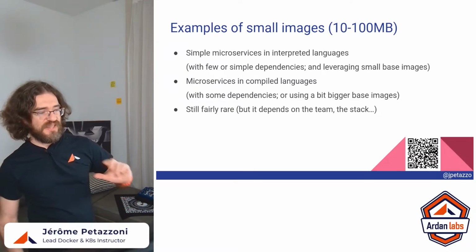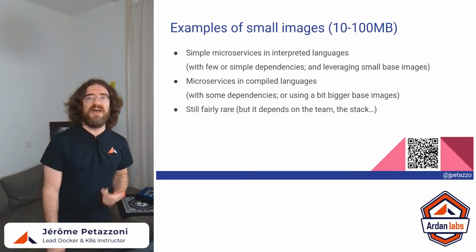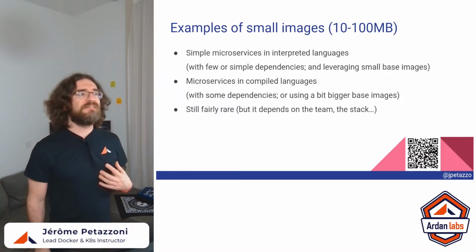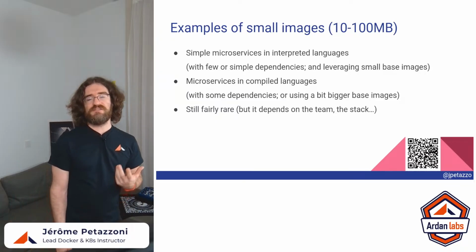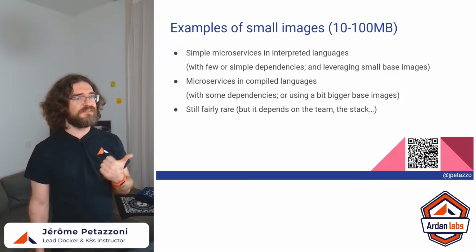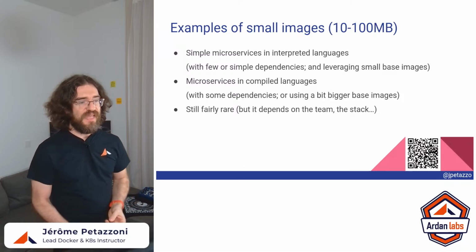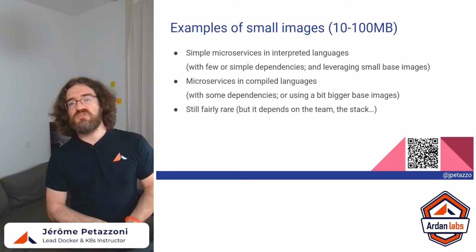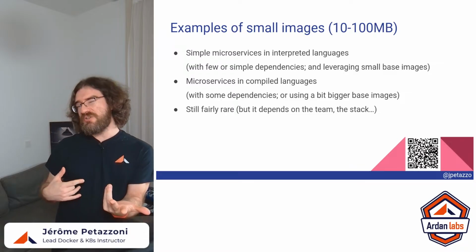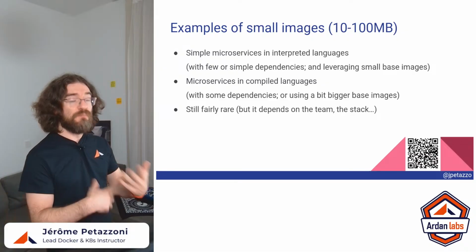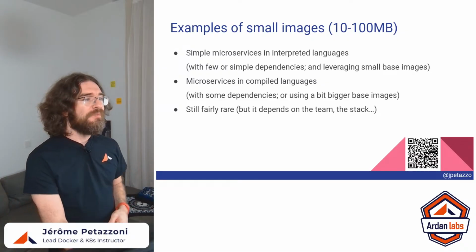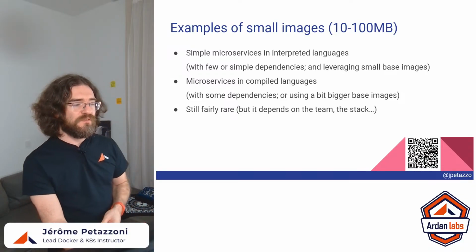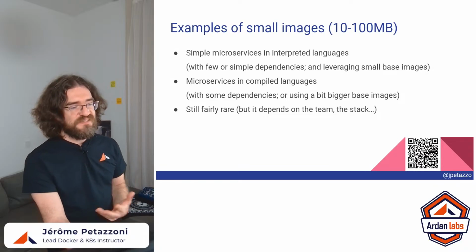So that takes us to the next range, like 10 to 100 megs. That's what I would call a small image. If I see an image, 30 megs, 90 megs, that's still a small image. And that's going to be the case for small microservices in Python or Ruby, languages like that, if they have been fairly well optimized, or a microservice in a compiled language but with some actual dependencies, because the more dependencies you add, the bigger the image. So if you see an image in that size range, usually it means the person who wrote the image, like the Dockerfile and everything, did a pretty good job.